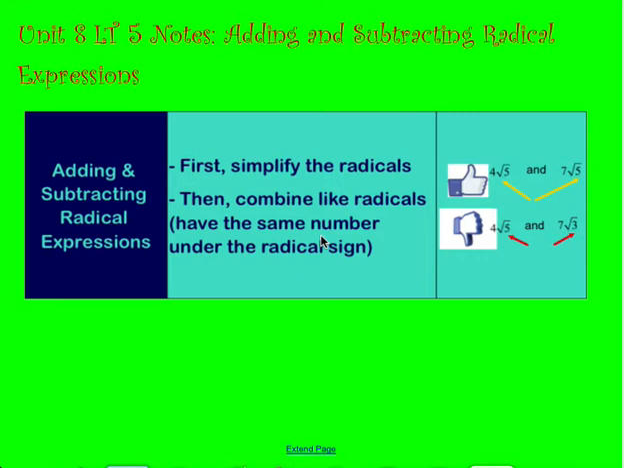So think of it this way. We had 2x plus 3x, and we would add that together to be 5x. But if we had 2x plus 3y, we couldn't add that together. Same kind of thing with radicals. So if you look on that right side there, you can add 4 square root of 5 with 7 square root of 5. You cannot take 4 square root of 5 and add it with 7 square root of 3.